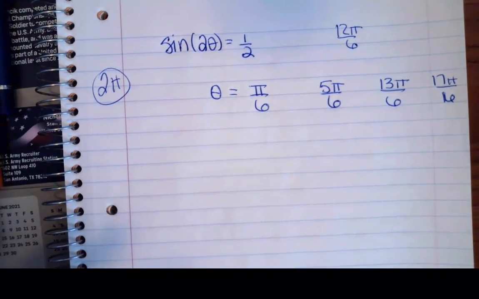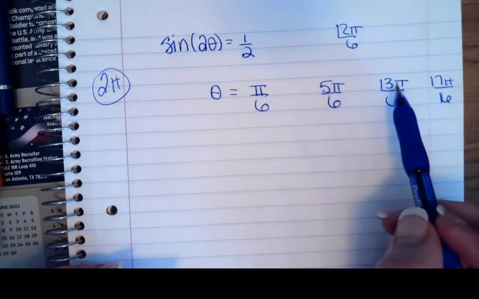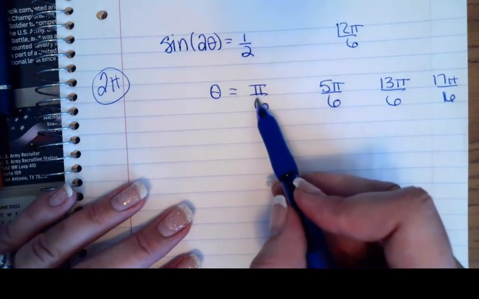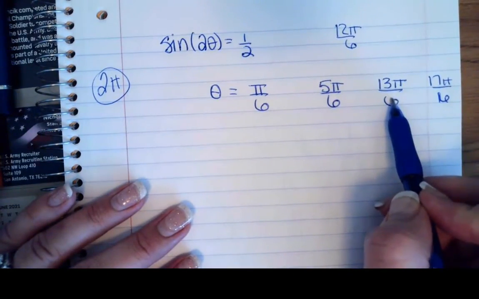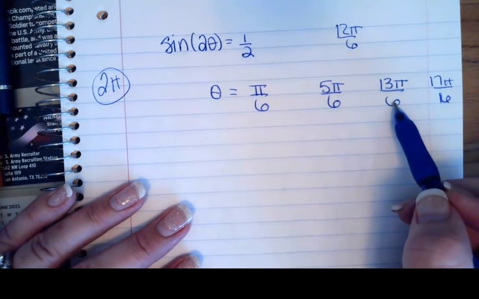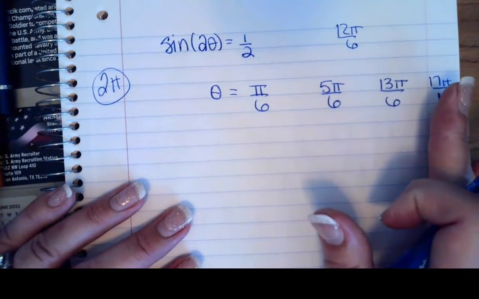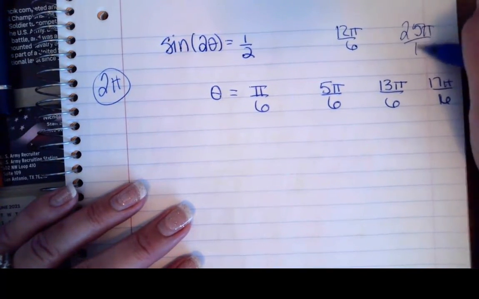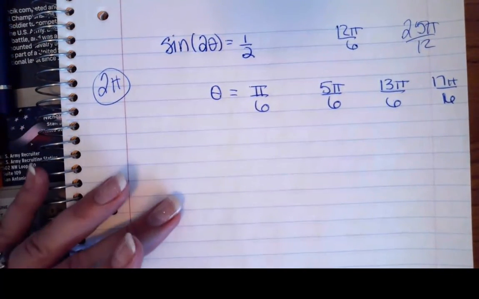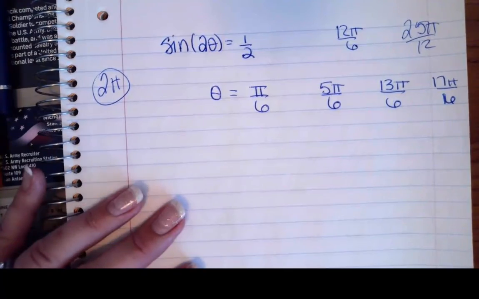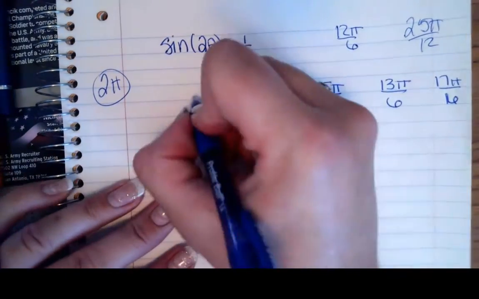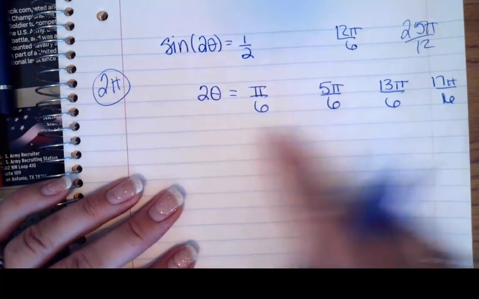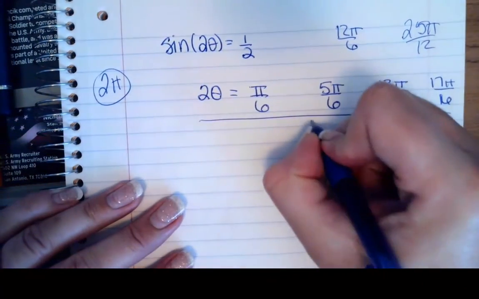So I know where to stop. And then I'm going to do, so I added a lap here, I added a lap here, let's add another lap here. So I've got 13 pi's over 6 plus a lap is going to be 25 pi's over 6. That means I'm out of one lap, okay? Because that'll give me 25 pi's over 12 when I actually do the division, which is more than one lap of 24 pi's over 12. So what I actually have is a 2. So I'm going to divide by 2 all the way across.